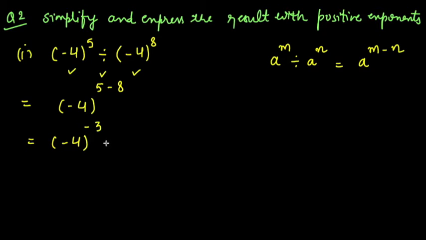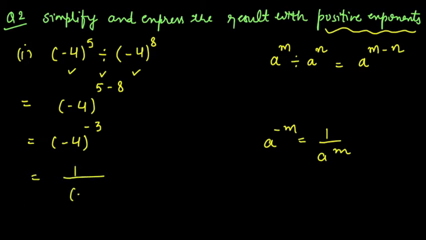Now again the negative exponent, but you have to leave your answers in positive exponent. So again I will make use of a raised to the power minus m is equal to 1 upon a raised to the power m, which gives me 1 upon minus 4 cube. So this is now positive exponent. 3 is a positive integer. It means we have converted the answer to the positive exponent.